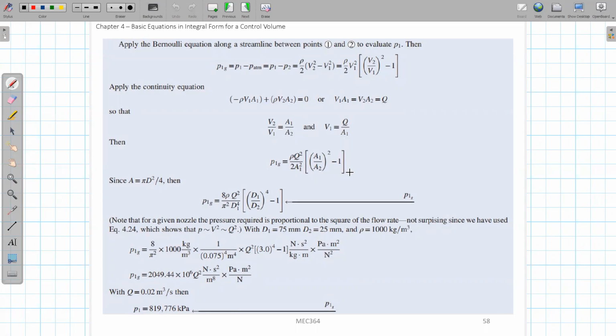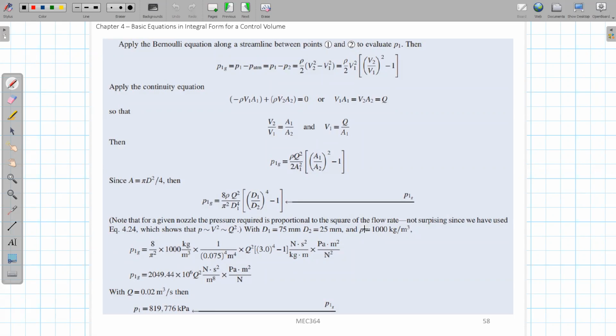And also we know D1 and D2, right? We know the diameter for the inlet and outlet, so we can know the area for the inlet and outlet. So you just substitute the diameter to replace the area terms with the diameter value. You can get this final result here. So this is the correlation we get here.